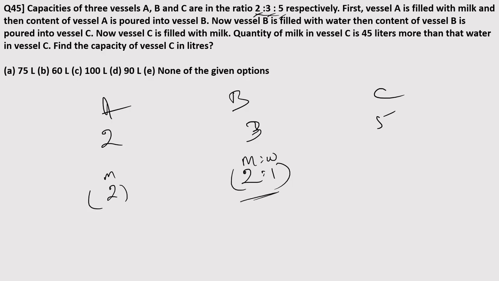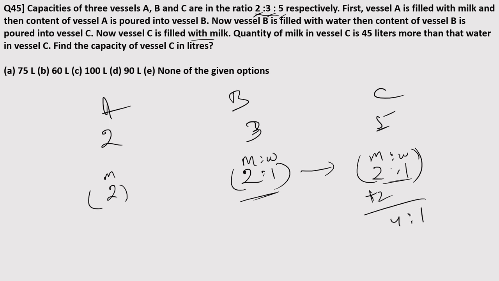Now these 3 liters are poured here. This will be 2 is to 1, milk is to water. This is directly coming from this part, and now vessel C is filled with milk. Now it is filled with milk, means 3 units is already here, but we have 5 units, so 2 more units, but that is milk, so plus 2. This is 4 is to 1, right? Milk to water ratio.